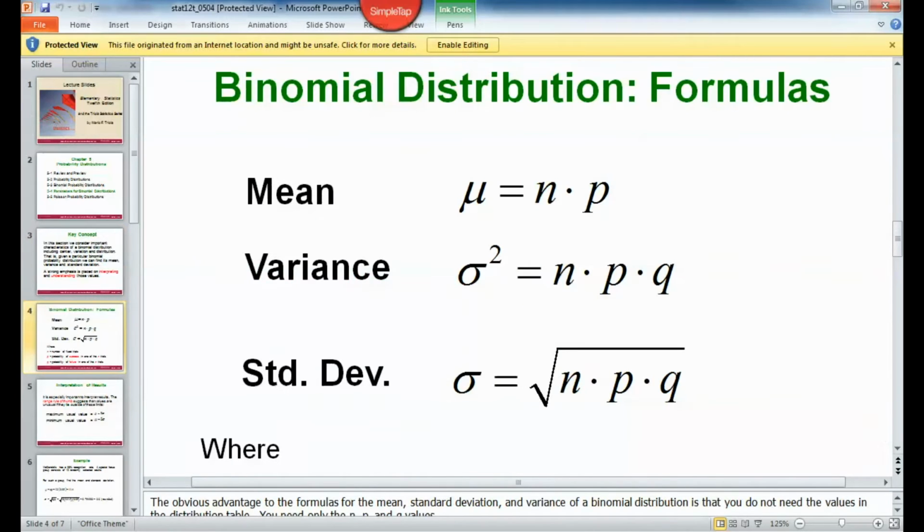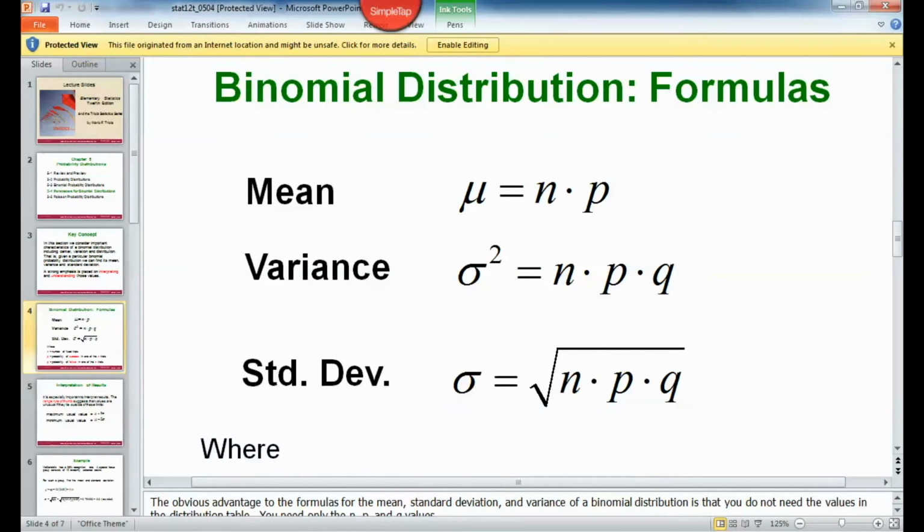So the formulas, these are the three formulas that you want to write down. These should be on your formula sheet. The mean is simply n, the number of trials, times p, the probability of success. Really easy to find the mean. Look how easy it is to find the variance. N times p times q. Number of trials times the probability of success times the probability of failure. And then we all know the standard deviation is the square root of the variance.